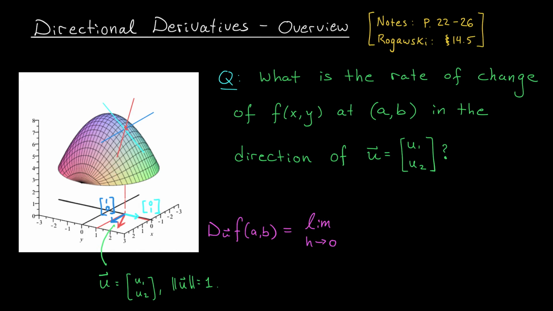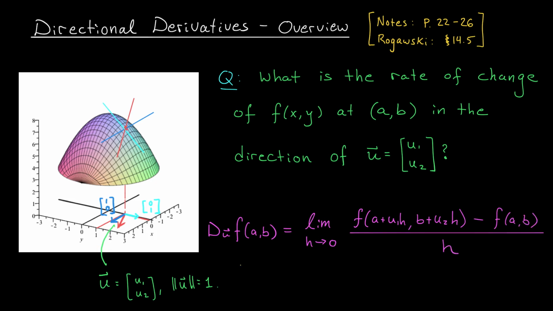Well, let's think about this. To move from (a, b) in the direction of u, we have to change our x component by some multiple of u1 and change our y component by some multiple of u2. So inside our limit, we get f of (a plus u1 h, b plus u2 h), right? So x is moving with u1, y is moving with u2, minus f of (a, b), all divided by h.